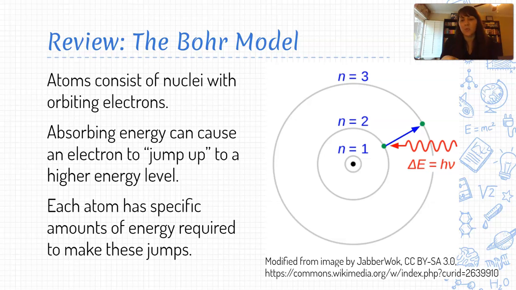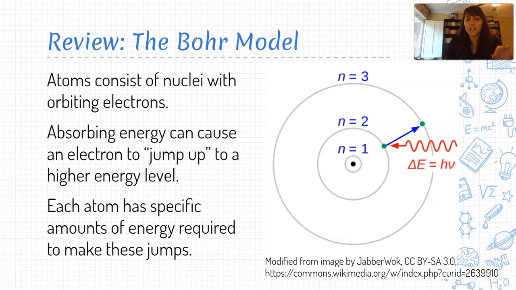And so we see that here. We've got an electron represented in green right here. It starts off at the second energy level, but if we shoot some energy, in this case in the form of light, at it, it's able to jump up to the next energy level right there, okay?